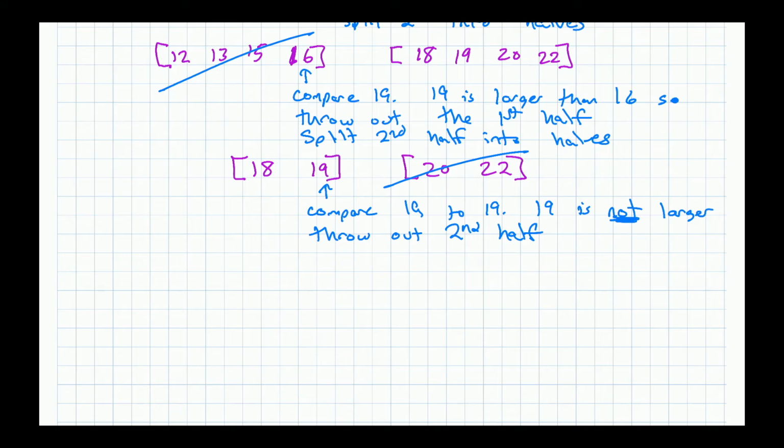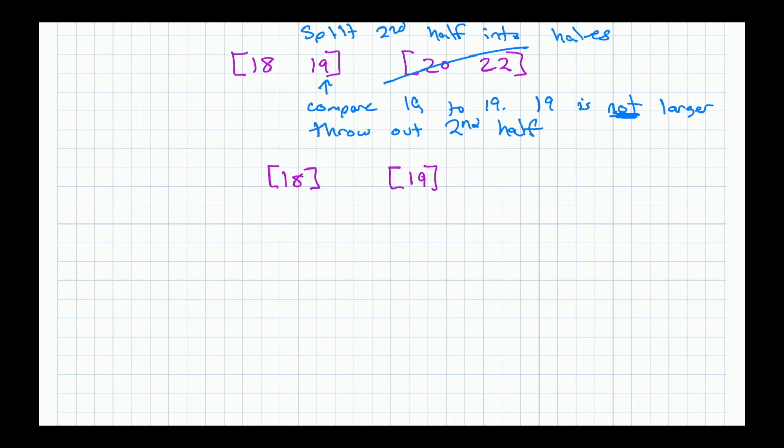So you split the 18 and 19 into 18 and 19. And so at this point, this is where you actually, well, almost to where you do the comparison. So we still keep going. You compare 19 to 18. 19 is larger. So throw out the first half.